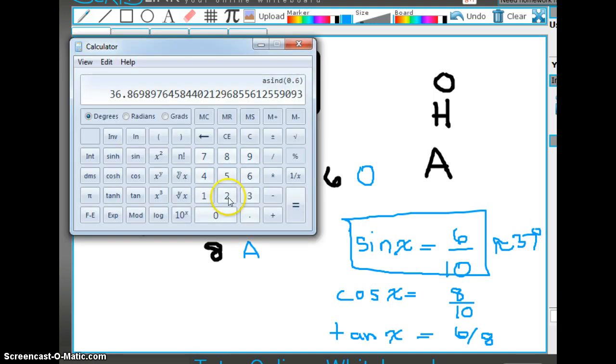And similarly, let's just make sure the cosine works. 8 divided by 10 equals, and then inverse cosine, 37 degrees, just about. That's great. And let's check the tangent. I said it was opposite over adjacent, so 6 divided by 8 is 0.75, inverse tangent. They're all the same. It works awesome.